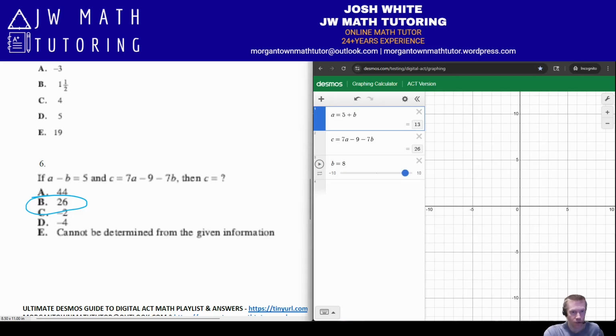And notice here, if I move my value of B around, whether it's negative, whether it's positive, the value of C does not change. It stays constant at 26. So that confirms that the correct answer to this problem is letter B, 26.